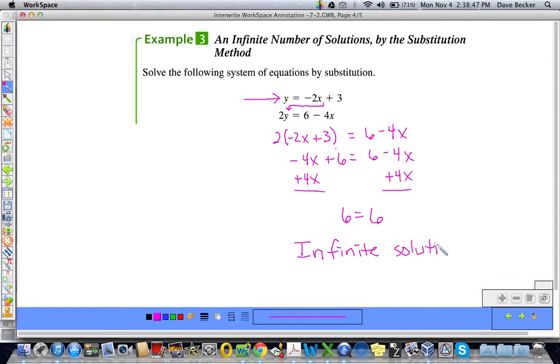Okay. Now, why is that? Why are there an infinite number of solutions? Well, let's go back to this equation right here. Negative 4x plus 6 equals 6 minus 4x. For whatever value you replace x with, you're going to get a true statement. For example, if I let x equal 0, 0 plus 6 equals 6 plus 0. x equals 1: negative 4 plus 6 equals 2, and 6 minus 4 equals 2. x equals 10: negative 40 plus 6 is negative 34, and 6 minus 40 is negative 34. So that's why there's an infinite number of solutions.